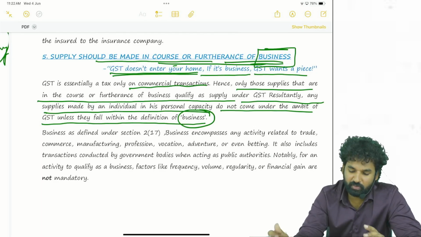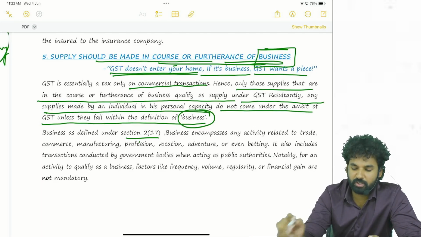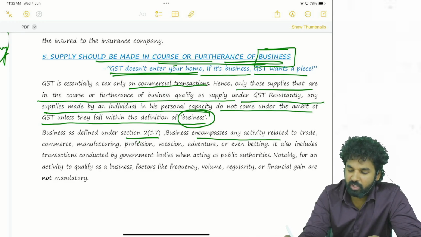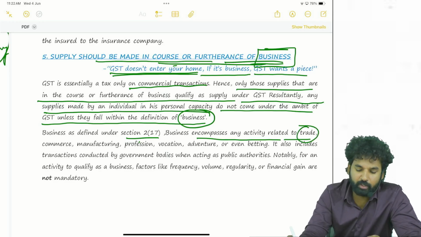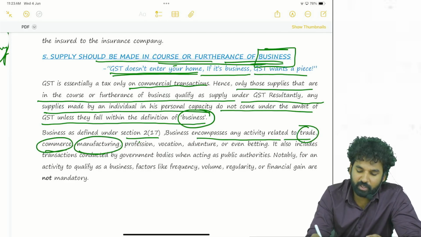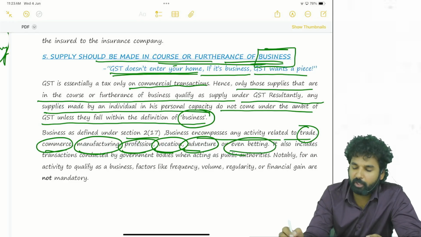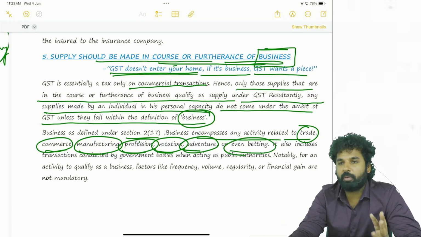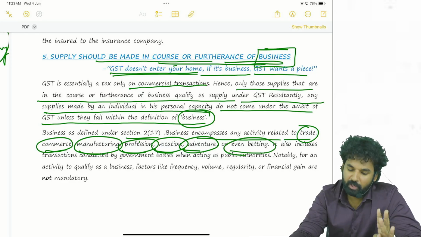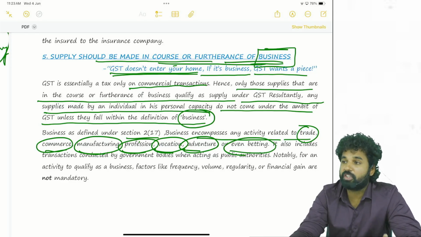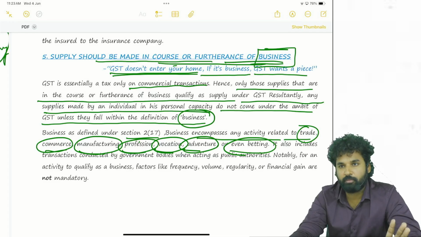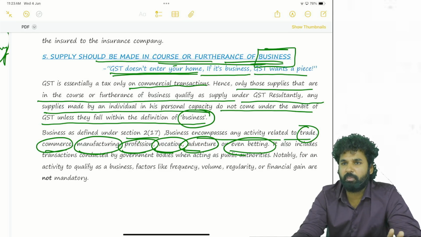Business is defined under Section 2, subsection 17. Business encompasses any activity relating to trade, commerce, manufacturing, profession, vocation, adventure, or even betting, whatever it may be.